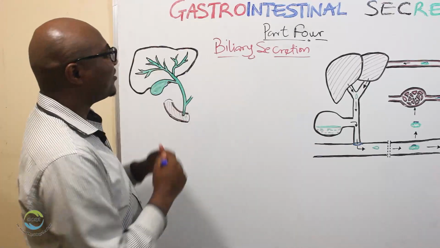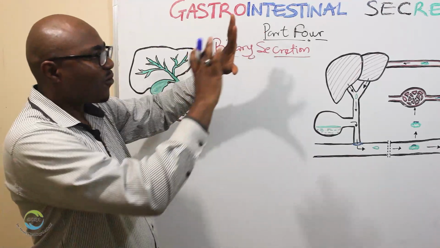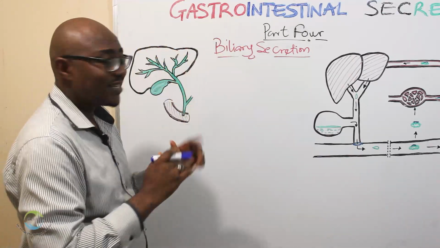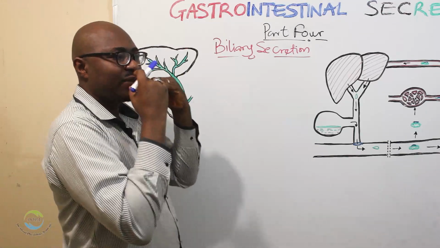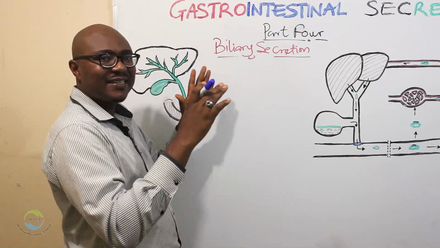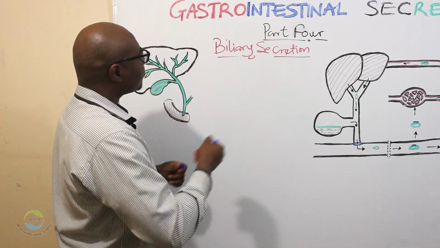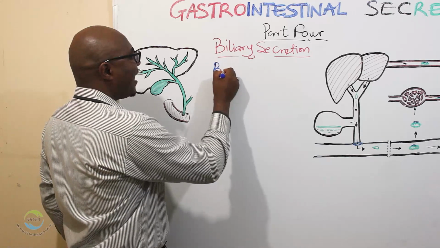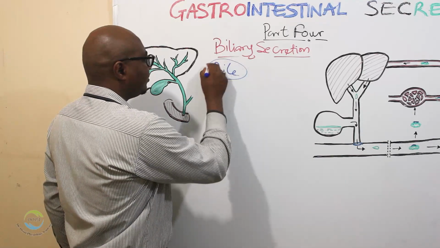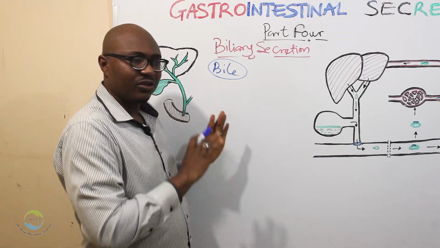So let's get right into today's lecture. Biliary secretion. This is part 4 of gastrointestinal secretion. We've talked about salivary secretion, gastric secretion, pancreatic, now biliary. Okay, so biliary from the word bile. That's what we are focusing on. So I know that this word is not new to you.